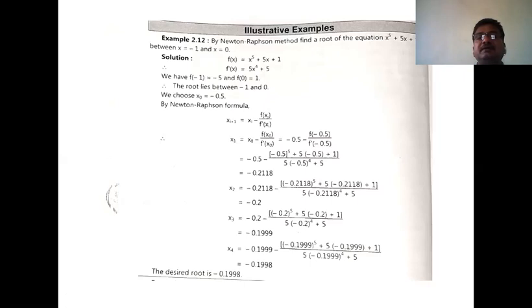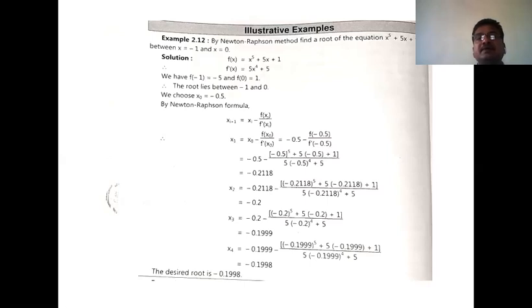You take any number that lies between minus 1 and 0. Between minus 1 and 0, there are infinitely many numbers. For example, between minus 1 and 0, there is minus 0.4, minus 0.3, minus 0.5, minus 0.6, minus 0.56, minus 0.57. There are infinitely many numbers between minus 1 and 0.